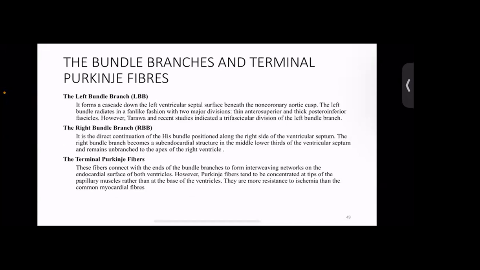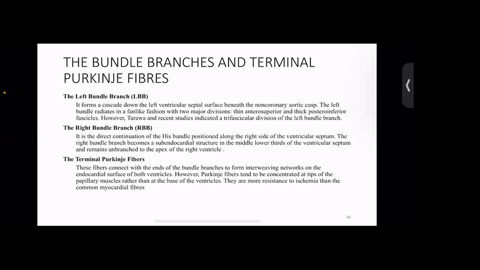Now, the left bundle branch, it forms a cascade down the left ventricular septal surface beneath the non-coronary aortic curve. And the left bundle radiates in a fan-like fashion with 2 major divisions, the thin anterior superior and the thick posterior inferior fascicles. However, the study by Tawara indicated that there may be a trifascicular division of the left bundle branch, but this is not yet confirmed.